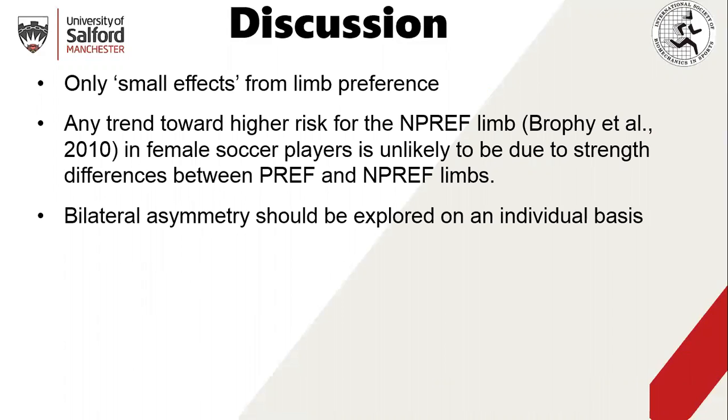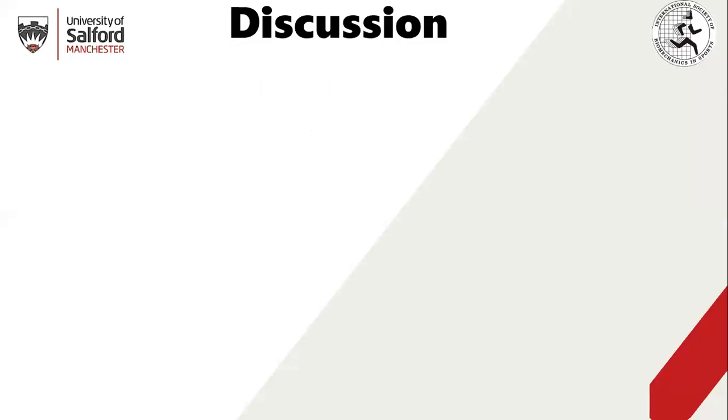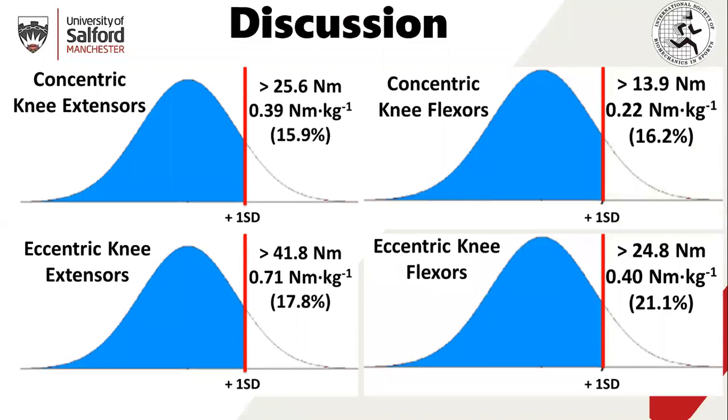Given the observed presence of bilateral imbalances when comparing strong and weak limbs, this approach should be used to explore bilateral asymmetry on an individual basis during injury risk profiling. For instance, the following is based on the mean plus standard deviation strong versus weak comparisons for each muscle group in each mode. Thus, if a female player exceeds these values in absolute, relative or percentage terms, they could then be identified as having high and possibly problematic asymmetry for injury risk profiling or return to play criteria.